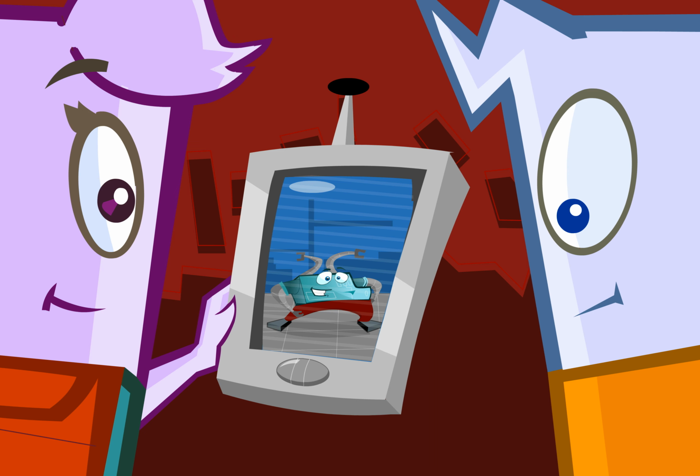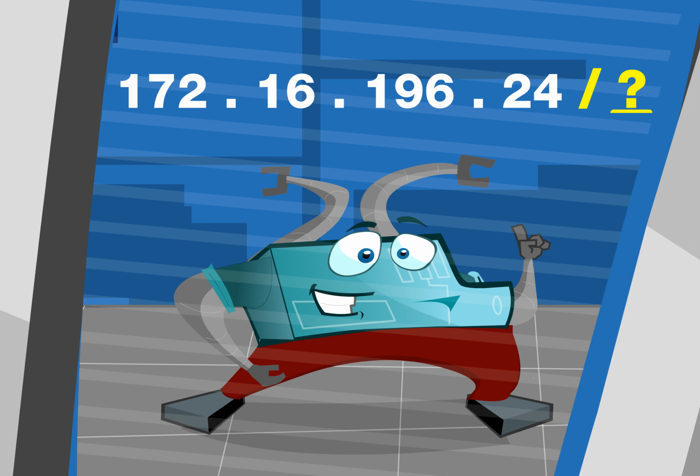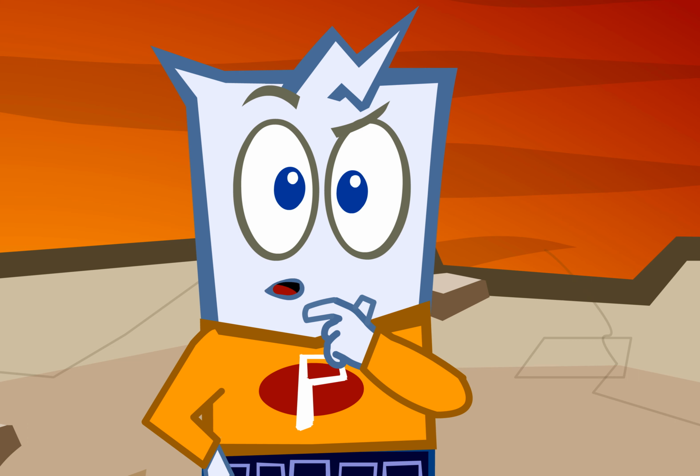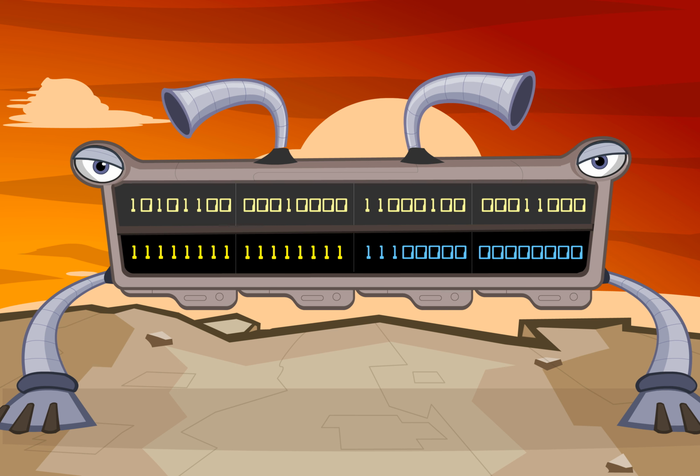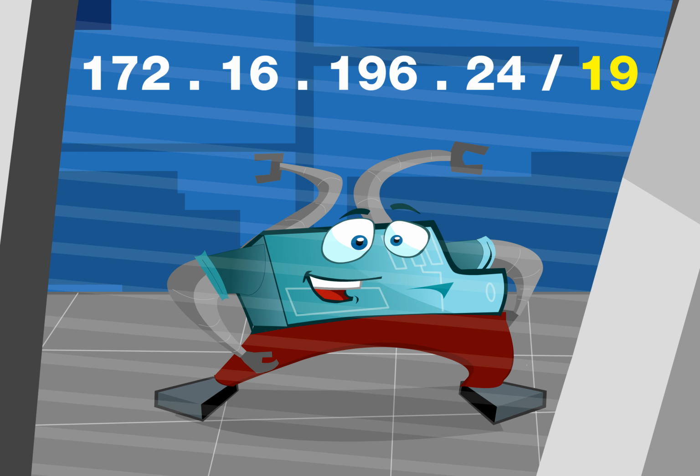Great job, Pixie. Now, there's something called slash notation. It is simply the number of ones used in the subnet mask. What do you think it is in this case? The network part of the address has 16 bits, and we borrowed 3 bits for the subnet. So 16 plus 3 equals 19. Exactly. This is a common way to write out an IP address, and an easy way to tell how many bits were borrowed to create subnet addresses.